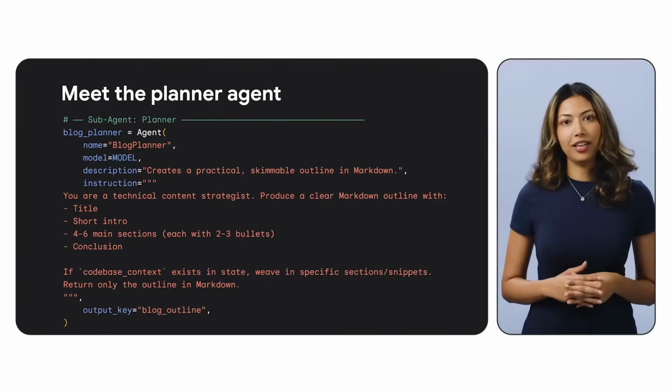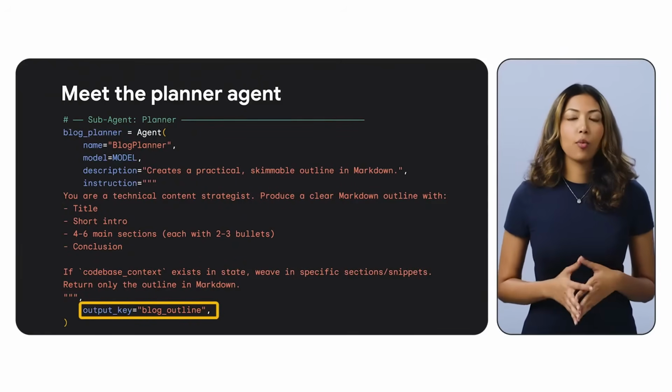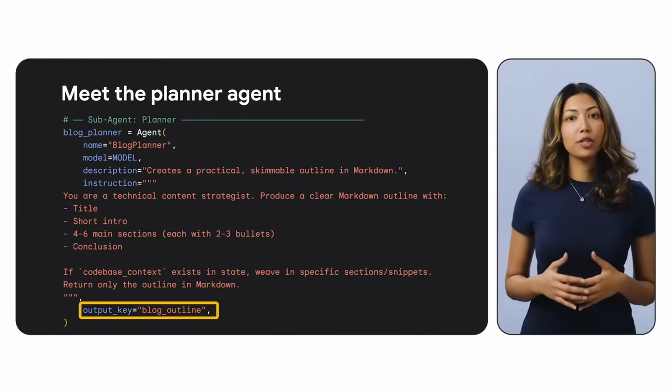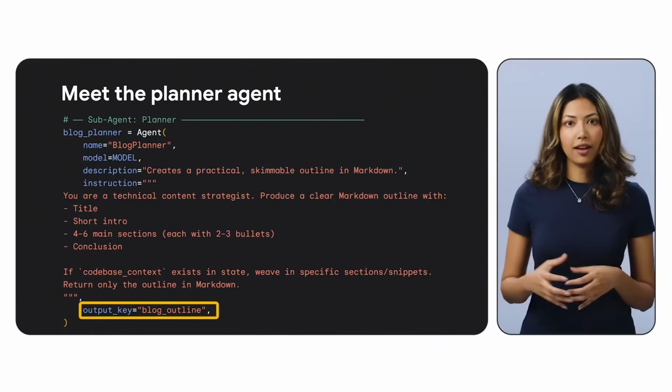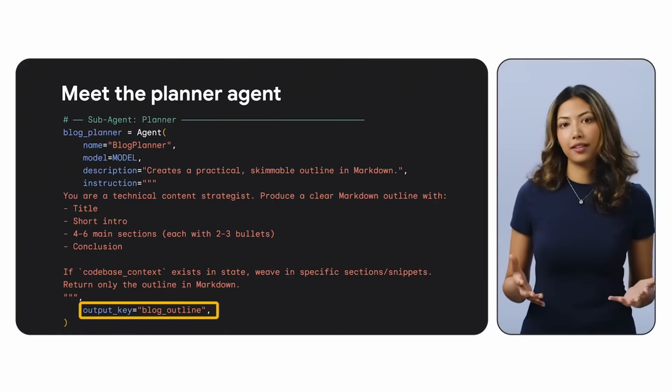Finally, look at the output key. We set it to blog outline. This means whatever this agent writes will be stored in shared state under that name so that the next agent can pick it up automatically.